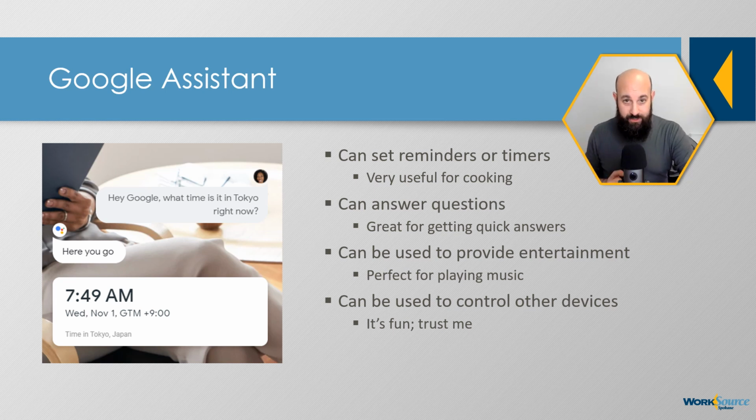I use Google Assistant for things like timers and alarms. If I'm doing any kind of cooking, which I typically do, I'm usually the guy that does the cooking in the household. I use Google Assistant for setting timers so I don't burn my bacon or whatever that might look like. I also use Google Assistant for getting answers to simple questions.